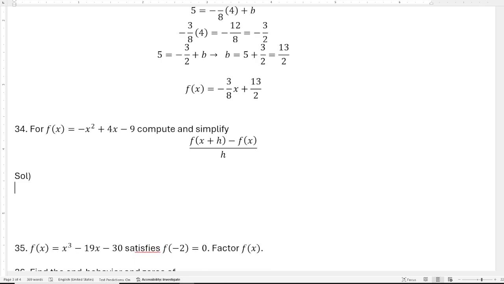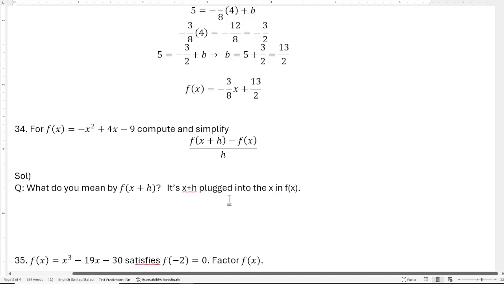So first question is, what do you mean by f of x plus h? Well, the answer is it's x plus h plugged into the x in the function f of x. That's what it means. But this is not so trivial, so you must do it in 2 steps.